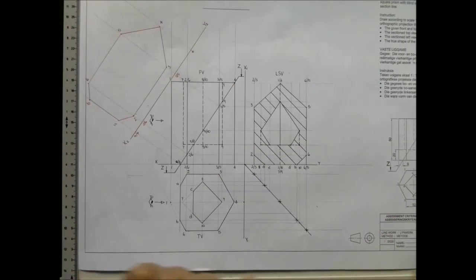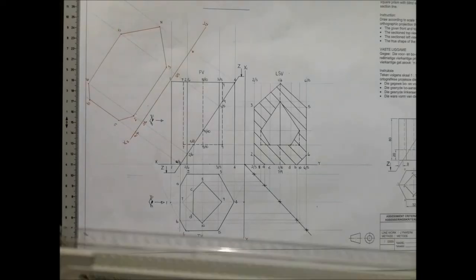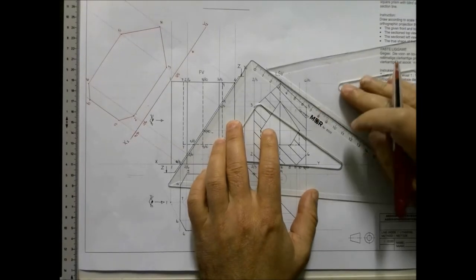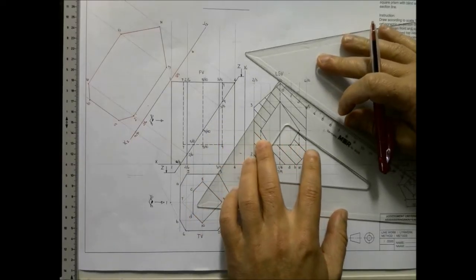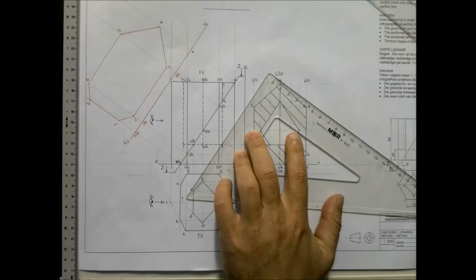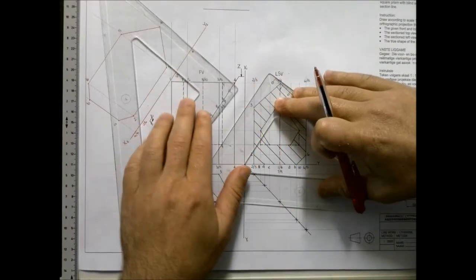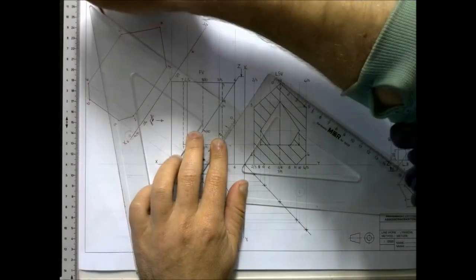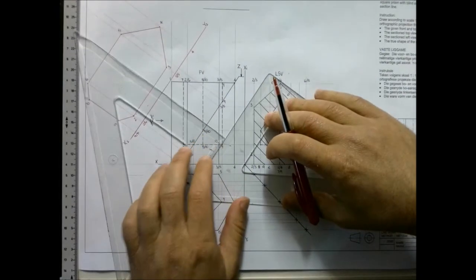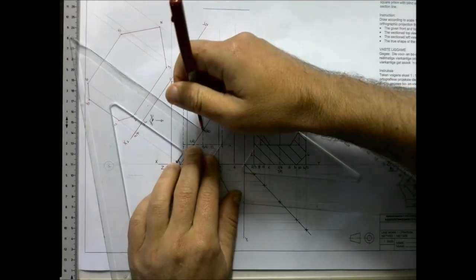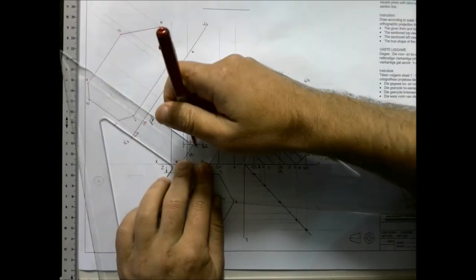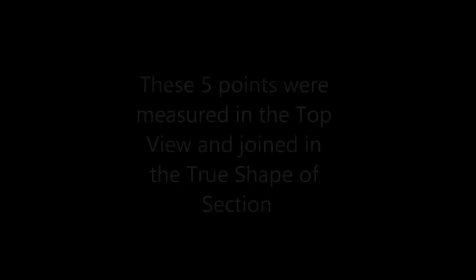So now I need to go find the next. I'm going to be working with the next shape now. Sliding set squares, place it so, move it slightly away, and then go from number 9, which was 37. Okay, I'm just going to go ahead and get all the cut points for the blind hole projected to my true shape of section.